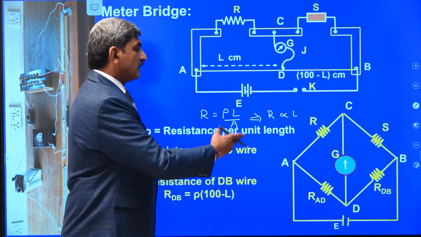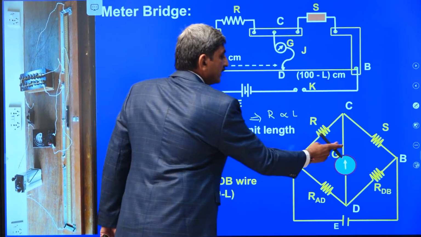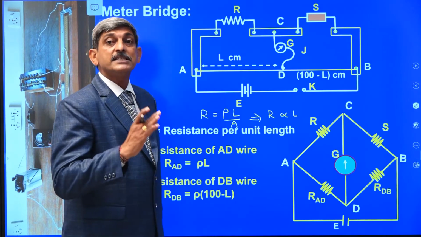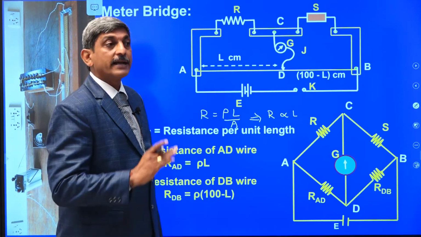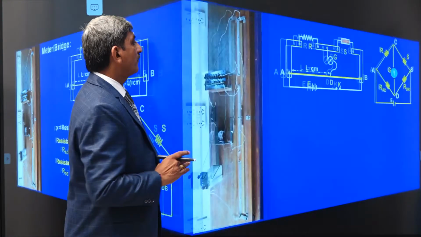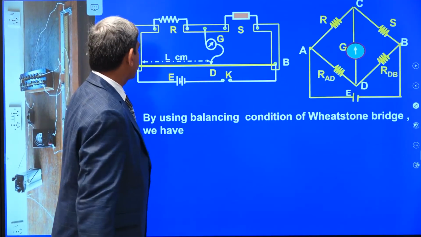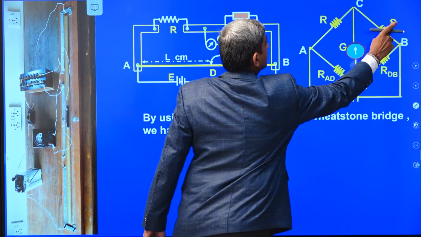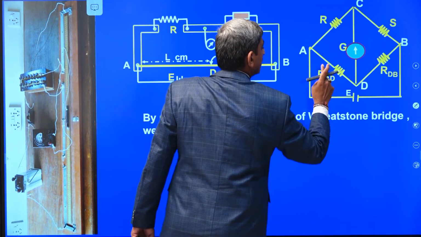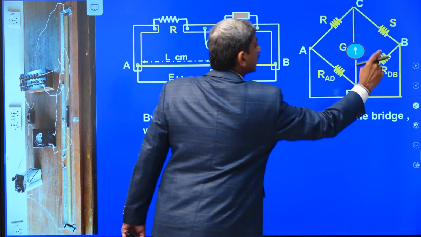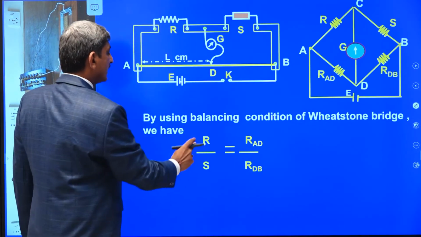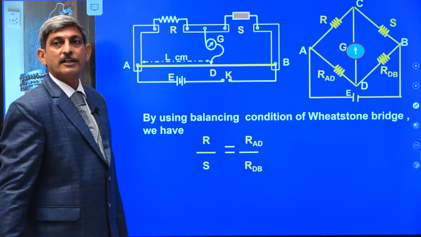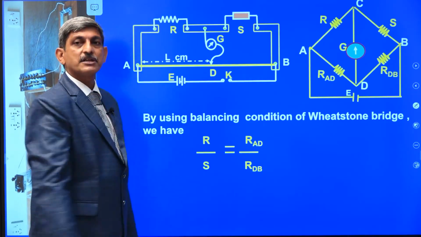Now, we know that if the current passing through the galvanometer is equal to 0, the bridge is said to be balanced. And under that balancing condition, we can write: left resistance by right resistance in the upper arms is equal to left resistance by right resistance in the lower arms, so that we can write it as R by S is equal to RAD divided by RDB, which is the balancing condition of the Wheatstone bridge.